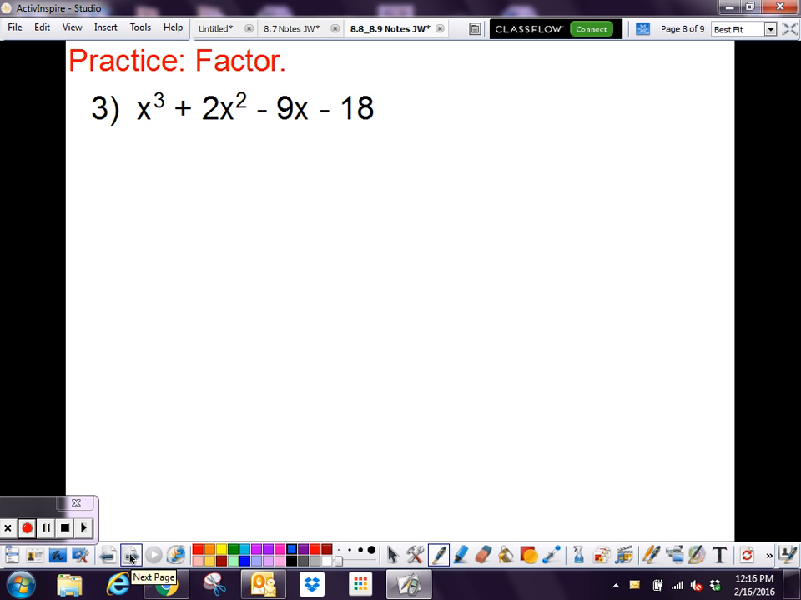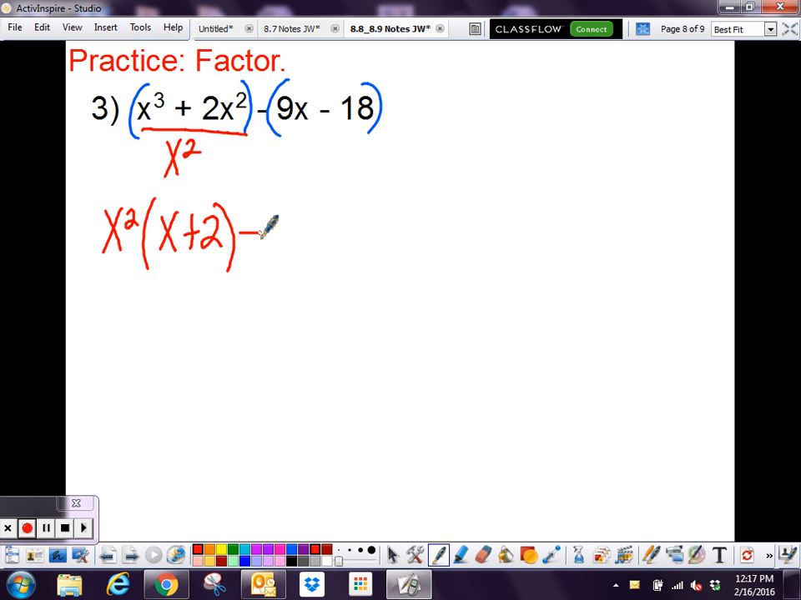All right, last one. Now notice I have 4 terms here. I still need to check to see if I have a GCF, and I don't. Okay, so 4 terms, I go straight into grouping. It's the only way to factor a 4-termer. Okay, so let's look at the first group. What do they have in common? They both have x squared. So I'm going to take x squared out, and that leaves me with x plus 2.